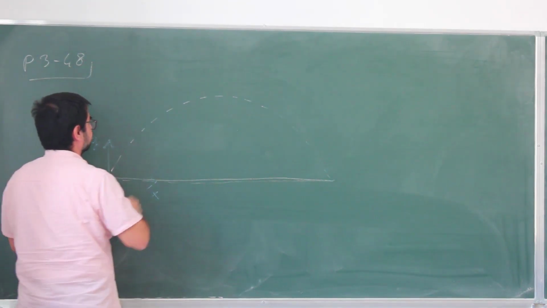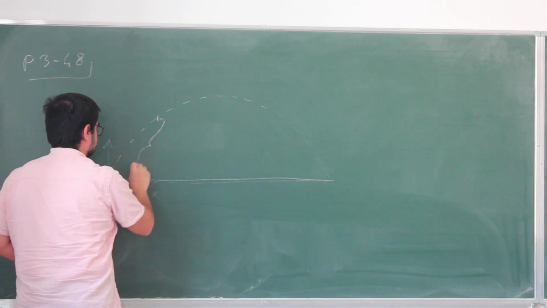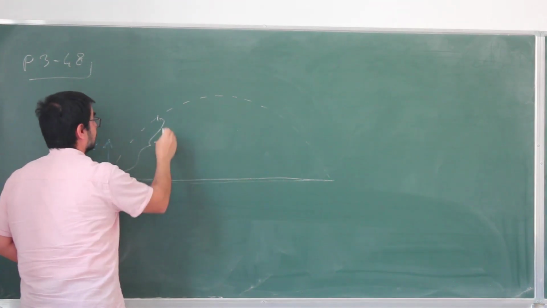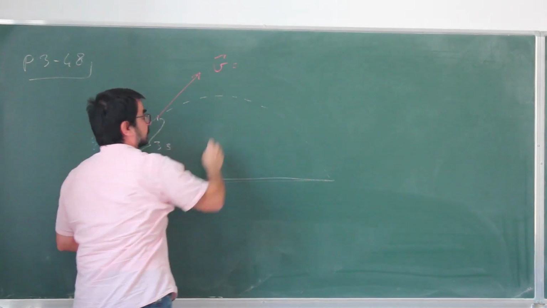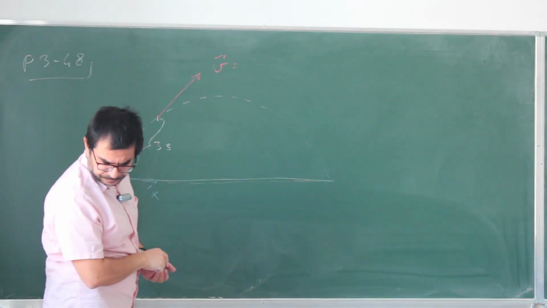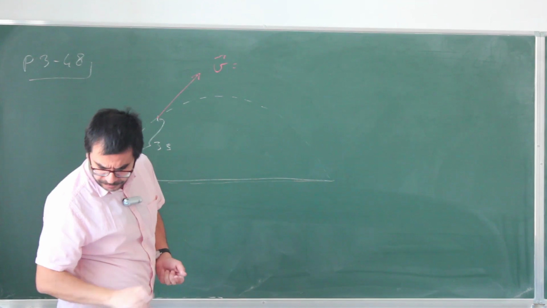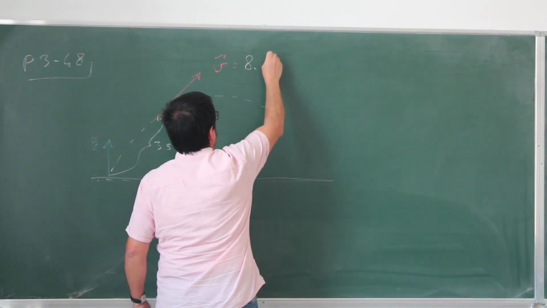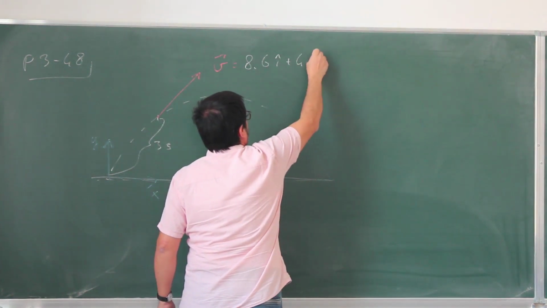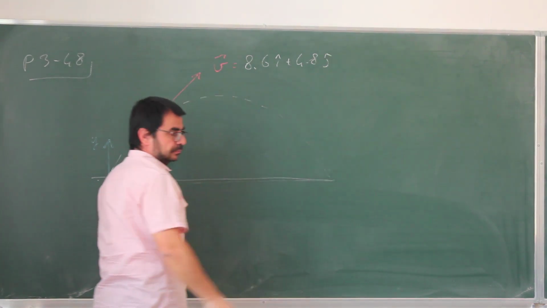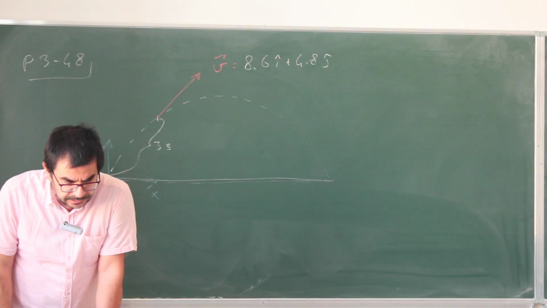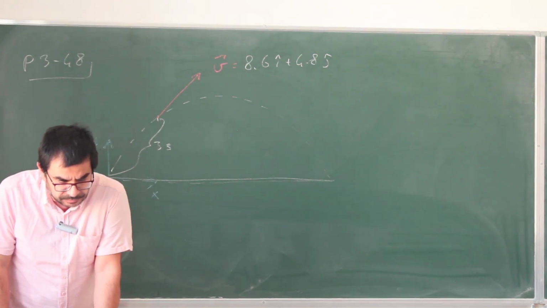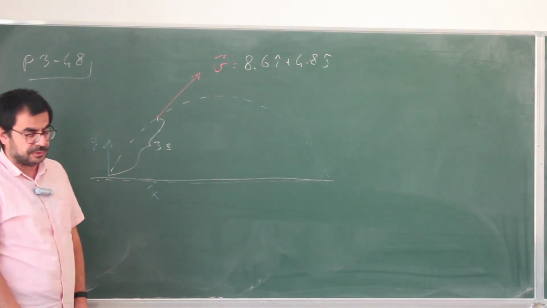And 3 seconds after this projectile is launched, its velocity is given. Its velocity over here is 8.6 i-hat plus 4.8 j-hat. Again, I'm neglecting the units because we are in the MKS unit system. And they're asking us, what's the horizontal range of the projectile, its maximum height above the ground, and speed and angle of motion just before it strikes the ground.